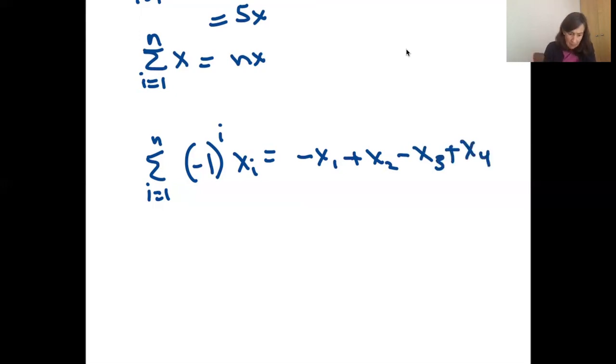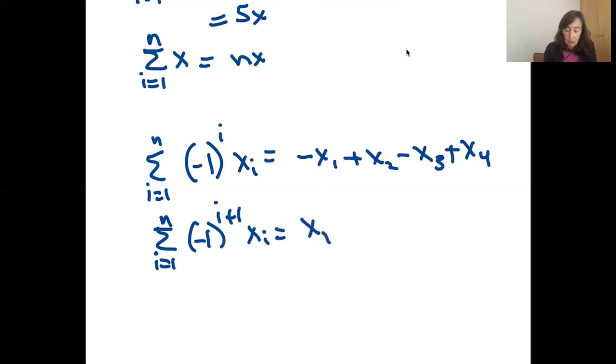You might be thinking, oh, well, what if we want the negative signs on the even parts of the sum? No problem. We can just adjust the expression. We can go, i goes from 1 to n of (-1) to the i plus 1 power times xi. And so that would give us, when i is 1, i plus 1 is 2, so x1 is positive minus x2 plus x3 minus x4.